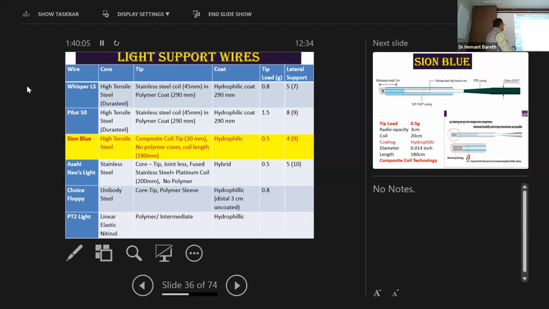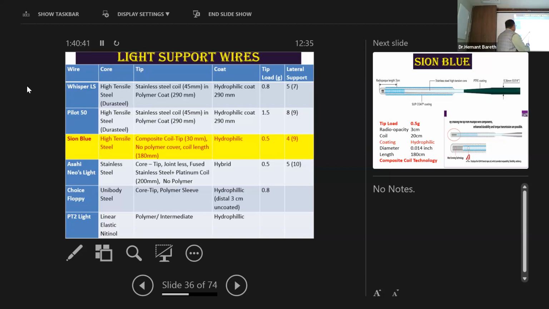These were the ones: Sub-Neo Light, Choice Floppy, and PT2 Light. But currently, the Xiong Blue wire is available, which I think is the best bet. Because as you must notice, the tip load is 0.5 and the lateral support is 4. So the lateral support is also low, much less than 8, and the tip load is also low, much less than 0.7, at 0.5. It's a hydrophilic wire. It has a composite coil tip, and when we do CTO, I will discuss the coil tip that the Xiong Blue has.